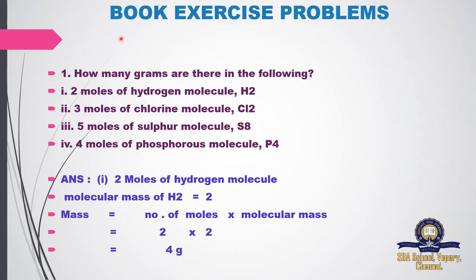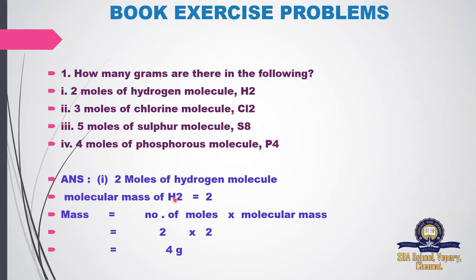Lesson is over. Now we are going to discuss the book exercise problems. In the first sum, how many grams are there in the following? 2 moles of hydrogen molecule, then 3 moles of chlorine molecule, 5 moles of sulfur molecule and 4 moles of phosphorus molecule. One by one we can see. First, 2 moles of hydrogen molecule.